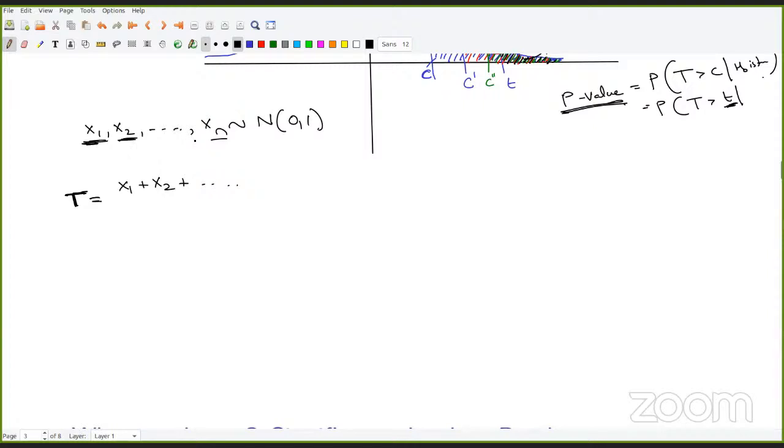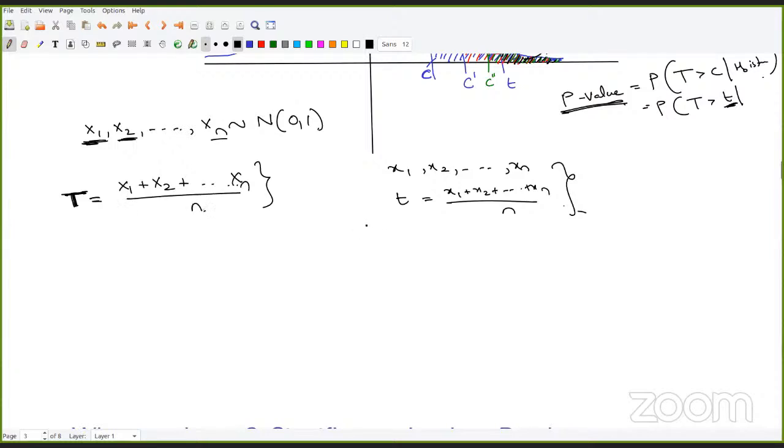You have some n samples. I will compute the mean of those samples and take it as the test statistic. So that is why capital T is a random variable. After looking at the samples, it will be like small x1, small x2, small xn. Now this small t is x1 plus x2 plus xn divided by n. So understand the difference.